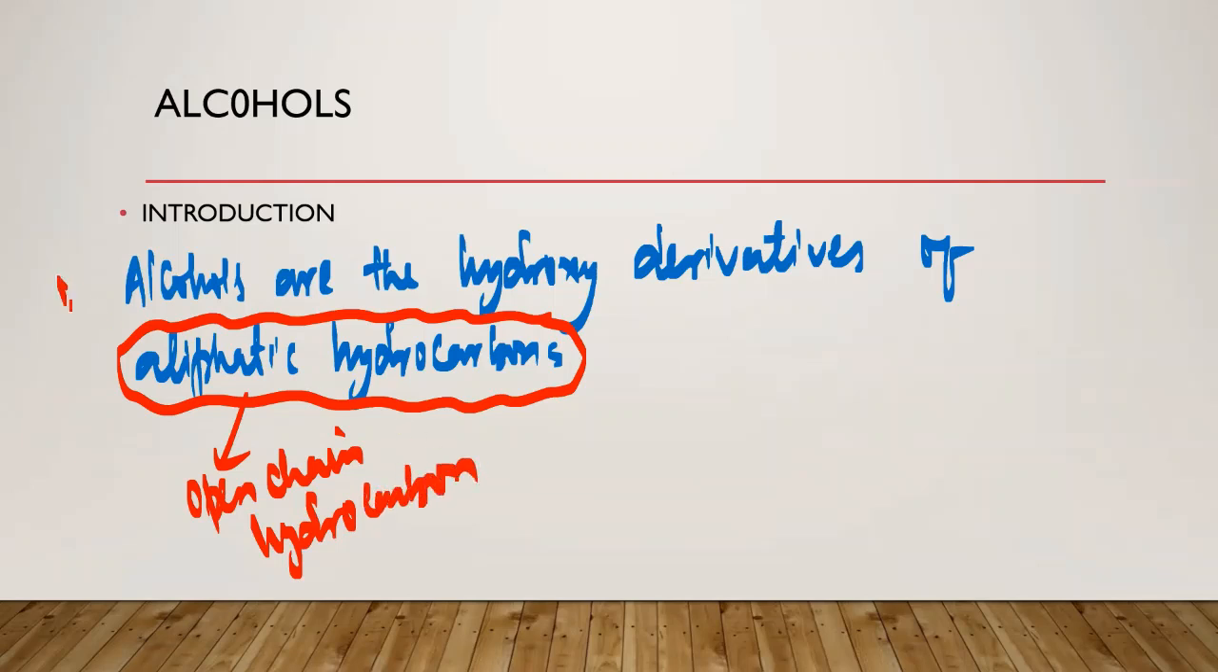So I told you that alcohols are the hydroxy derivatives of aliphatic hydrocarbons, and the alcohols are represented by ROH. The general formula will be CnH2n+1OH, my dear friends. Remember this particular point. Let's move further.